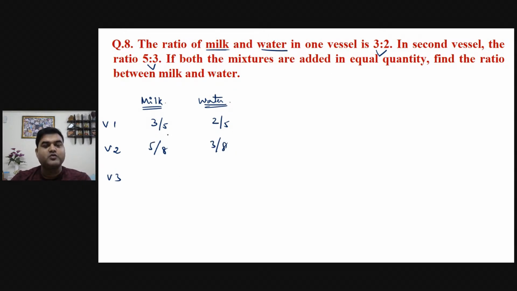What they are telling is equal unit, meaning the v1 quantity and v2 quantity are going to be the same, x into v1 and x into v2. So if you add these two, what is going to be the ratio of milk and water in the resultant mixture? Correct? Let's do it. We will add the values, and we will get the answer.